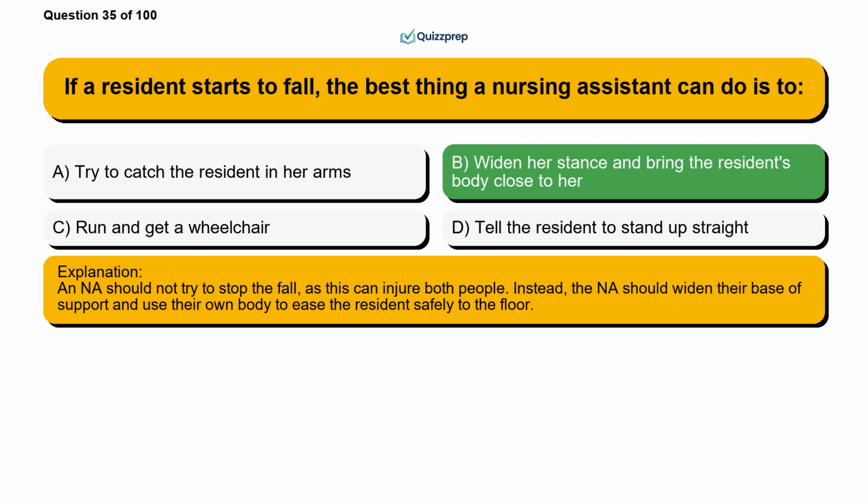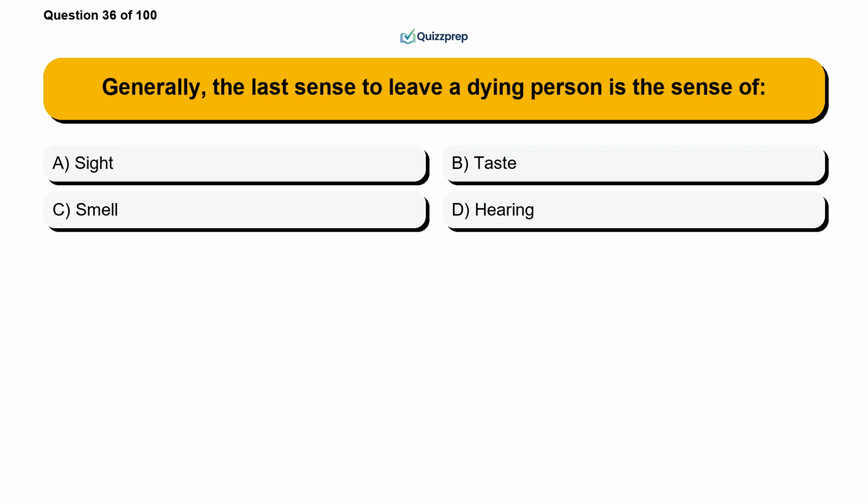Question 36. Generally, the last sense to leave a dying person is the sense of: Option A, sight. Option B, taste. Option C, smell. Option D, hearing. The correct answer is option D, hearing.